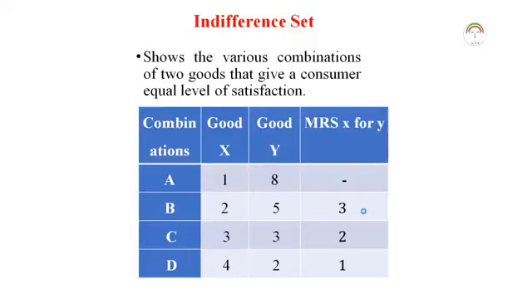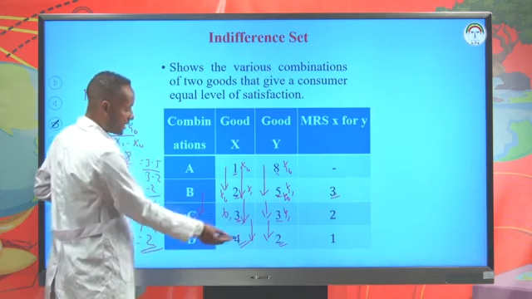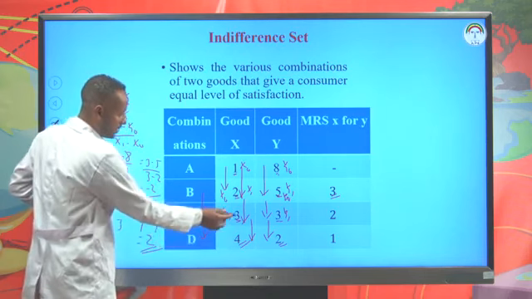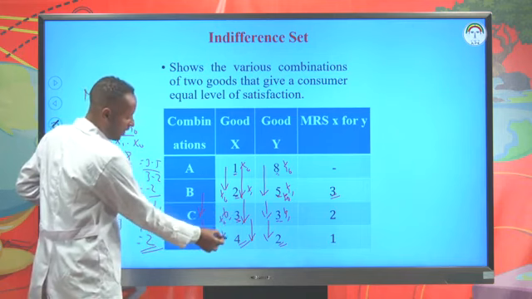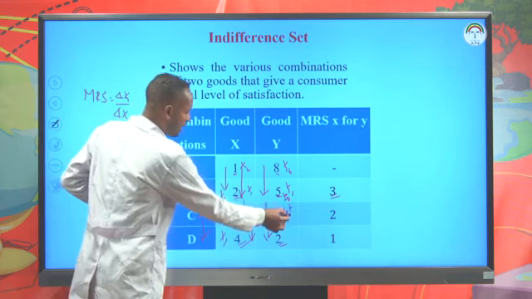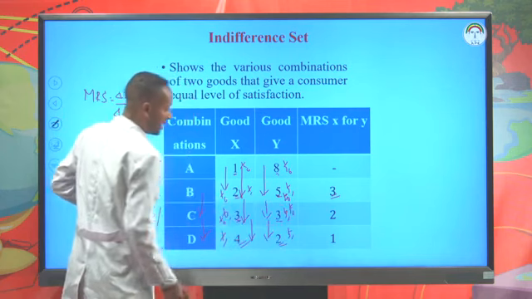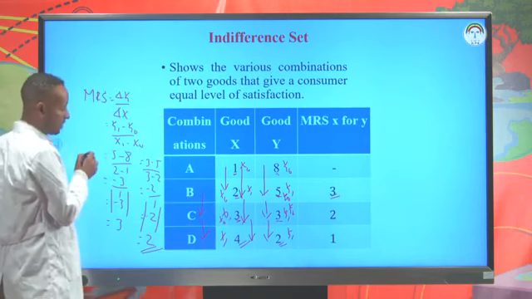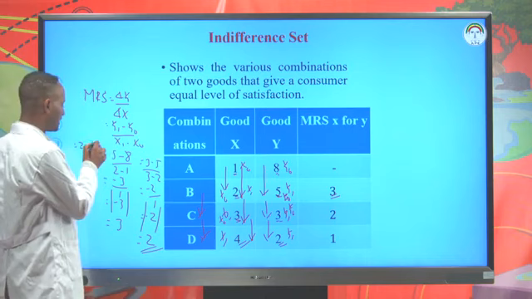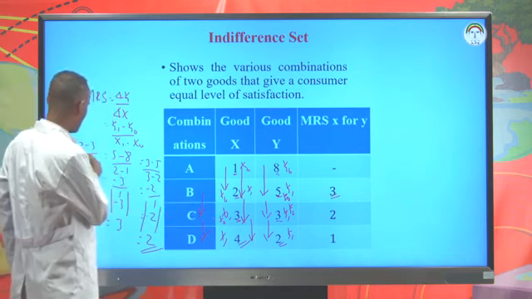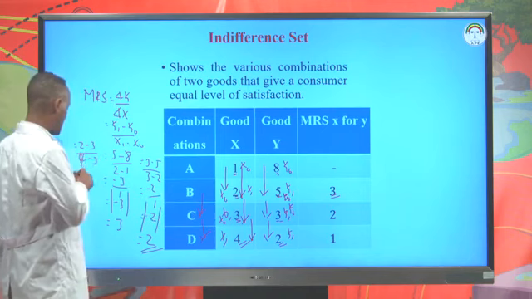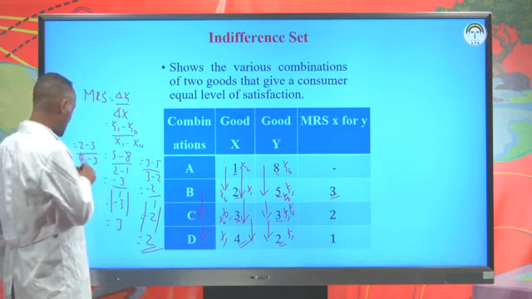Now when we come across combination B to combination C, we are substituting 1 unit of X for 2 units of Y. Similarly, when we come across from combination C to combination D, if the satisfaction that we get from 3X and 3Y is equal to that of 4X and 2Y, then the MRS will be, let's take this 3 as X initial and this 4 as X final, and let's take this 3 as Y initial and this 2 as Y final, and then when we substitute this information on this formula, the value of Y final is 2 minus Y initial is 3, divided by the value of X final is 4 minus X initial is 3, and this is minus 1 divided by 1, and this is minus 1.